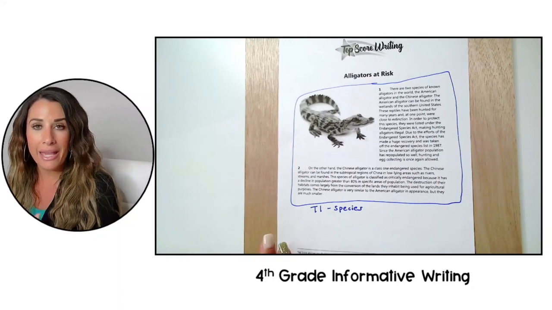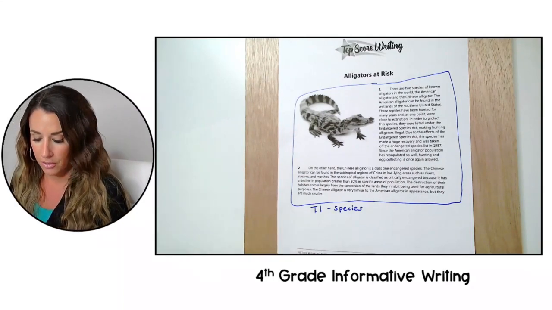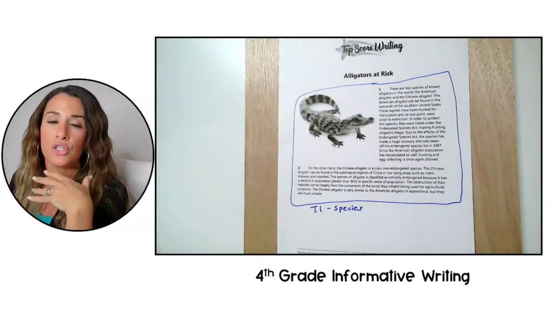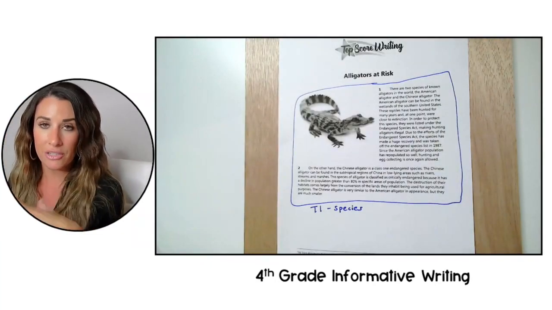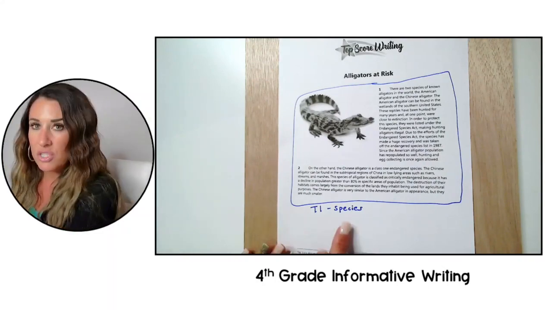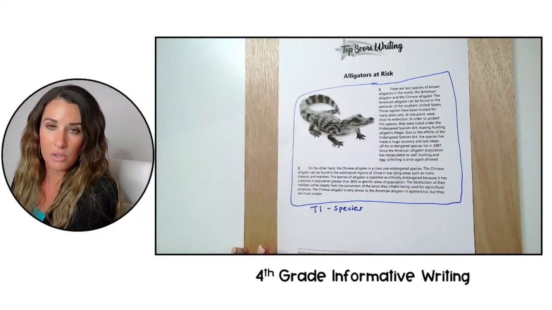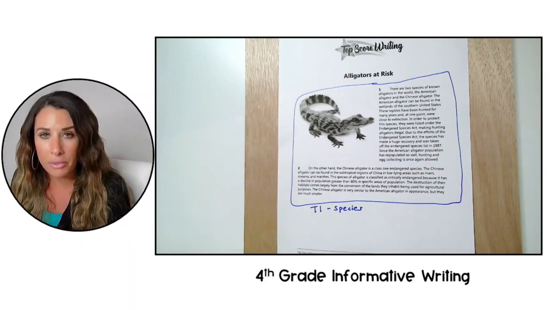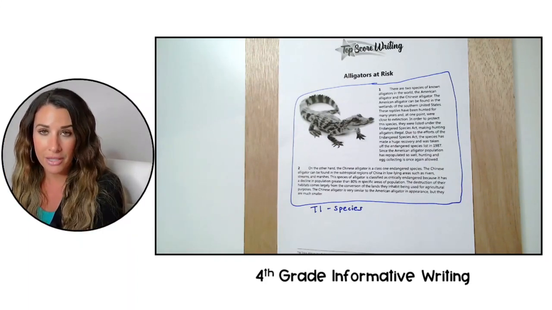Remember I talked about A's and B's on that planning sheet. Okay, we have our A's and B's. So I need to find 2. Now your A's and B's are examples or details. So I need to find 2 examples or details about species that I can tell my reader more about. Remember, informative reading is informing your reader about something, okay?